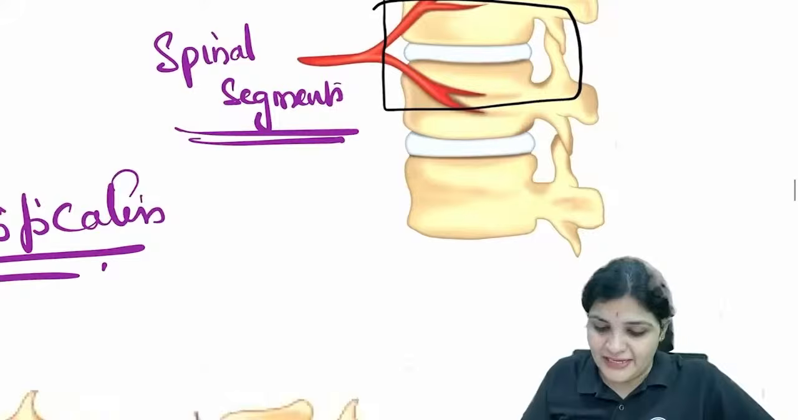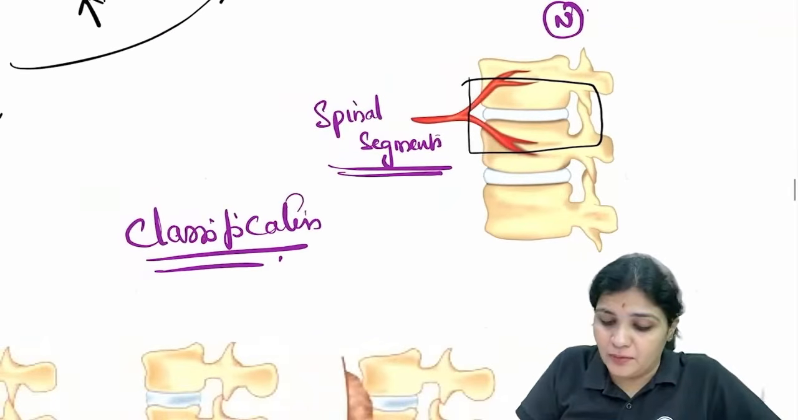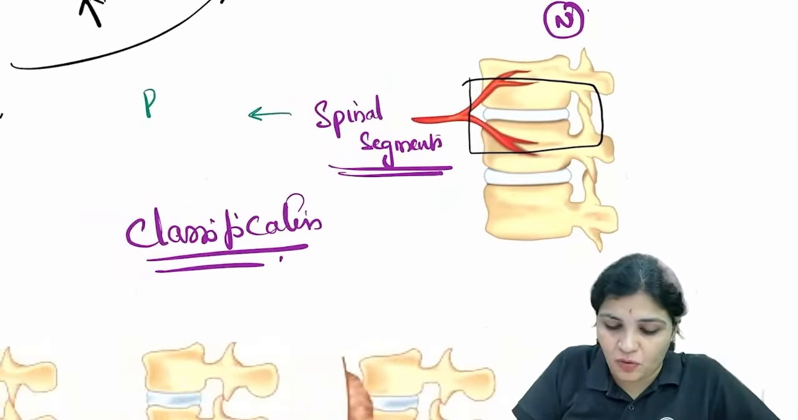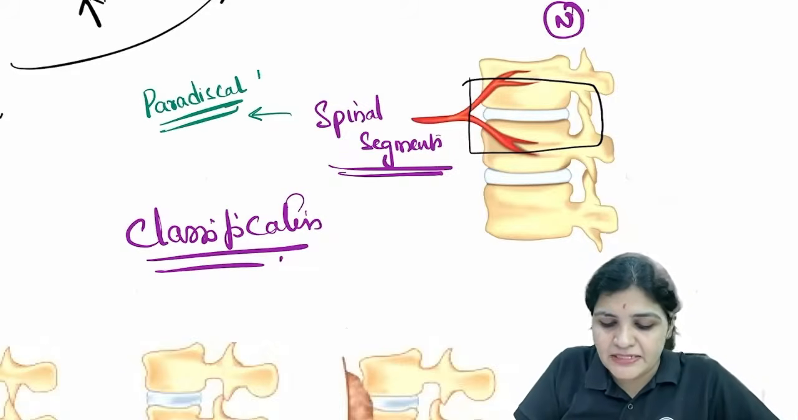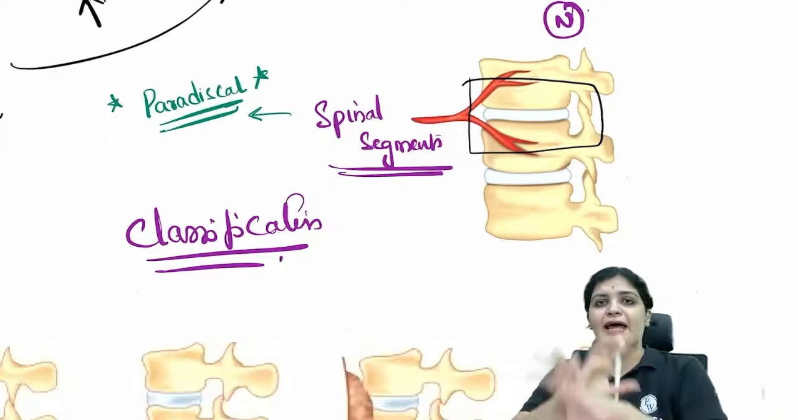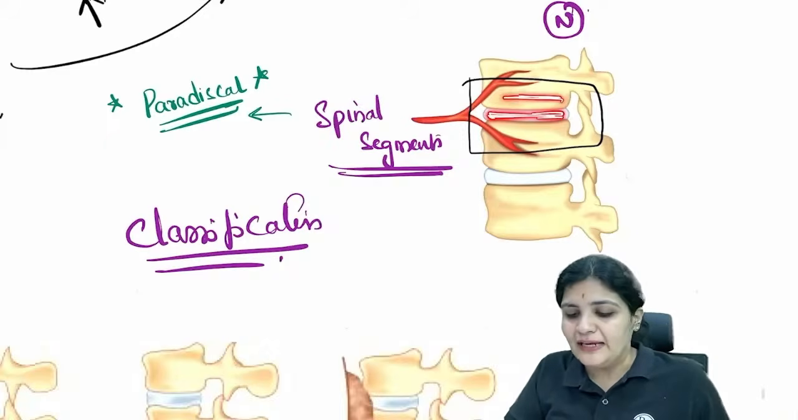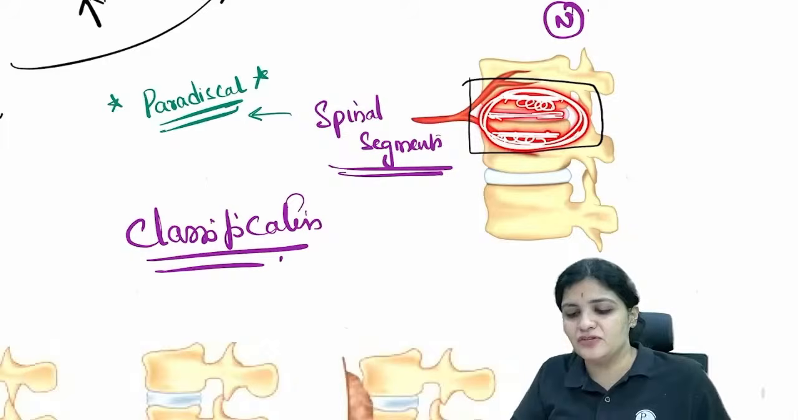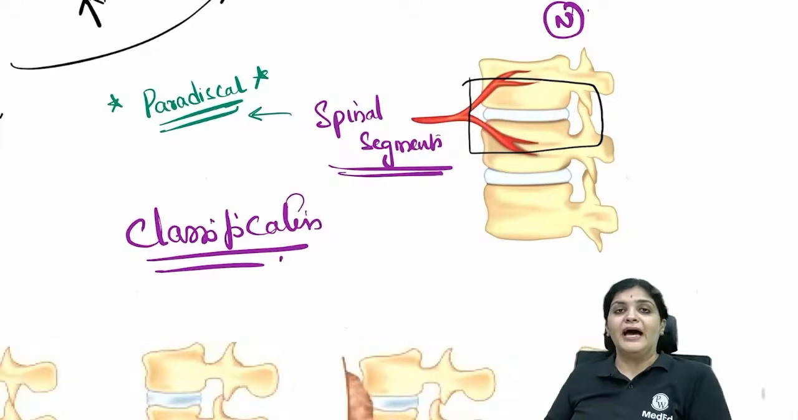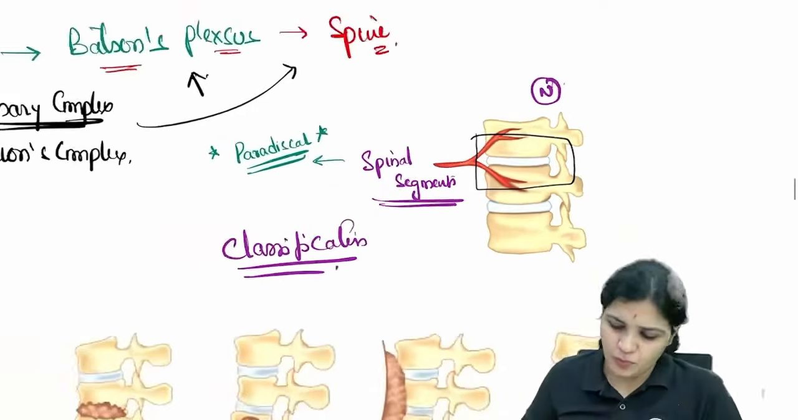So always, that is why the most common presentation of the TB spine is paradiscal. That means paradiscal is around the disc. That is what I've told you. So this is the disc and this is the blood supply. So if the TB comes in like this, the spread is always like this. This is called the paradiscal presentation. That's the most common type.